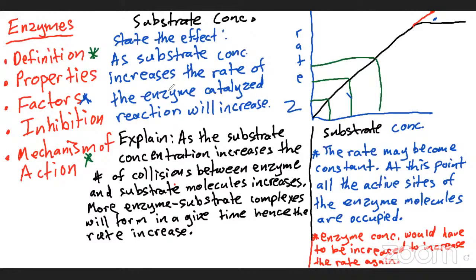So once the rate gets constant, if you want to increase it again, you would increase the enzyme concentration. That is when you are looking at the effect of substrate. If you were looking at the effect of enzyme, then when it gets constant, if you want to increase it again, you would increase the concentration of your substrate. All right, so that's it for the effect of concentration of substrate and enzyme. We're going to do pH and temperature. All right, so I'll give you a minute, right? And then we move to pH.